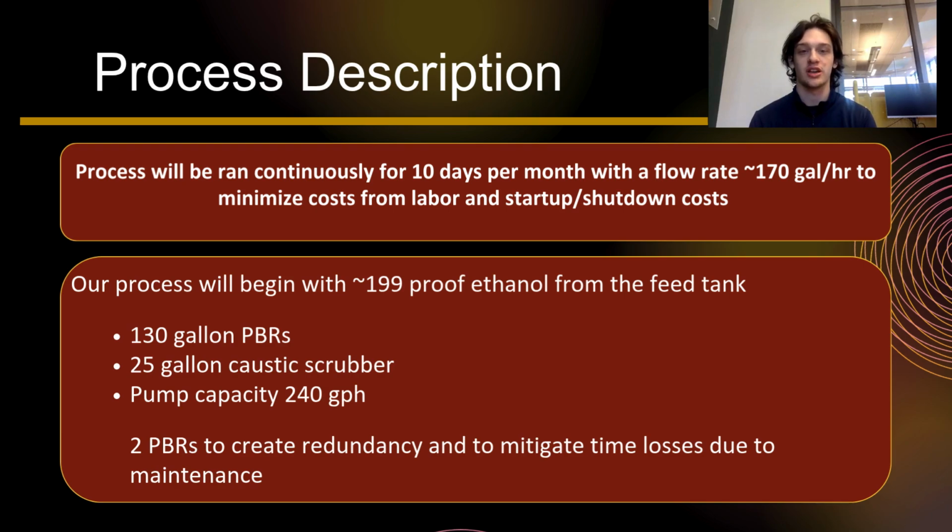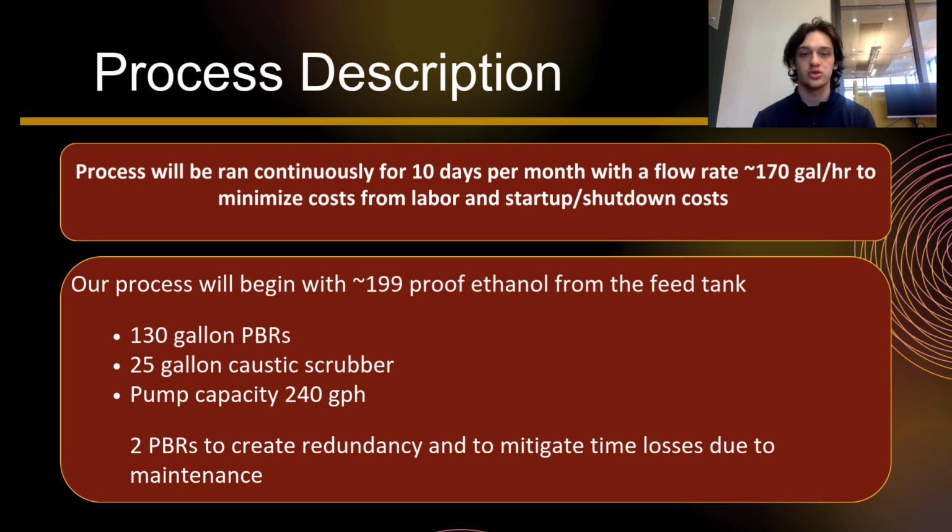I'm Bennett, and I'm going to be talking about our process description for our main method, which is the catalyst and caustic scrubbing method. This process will be run continuously for 10 days per month with a flow rate of 170 gallons per hour to be able to desulfurize all 40,000 gallons per month and to minimize costs from labor and startup and shutdown costs.